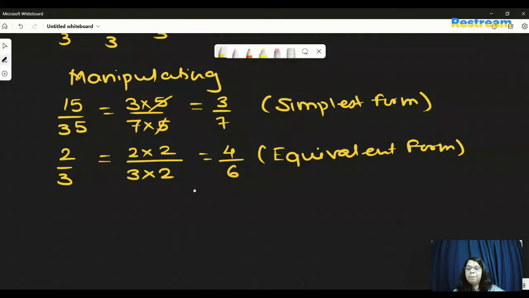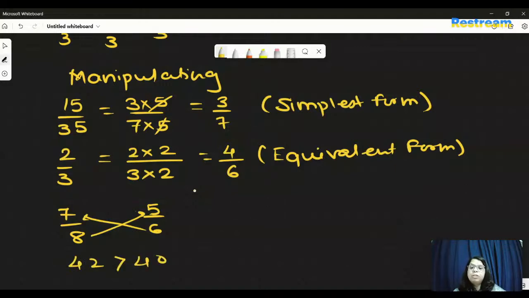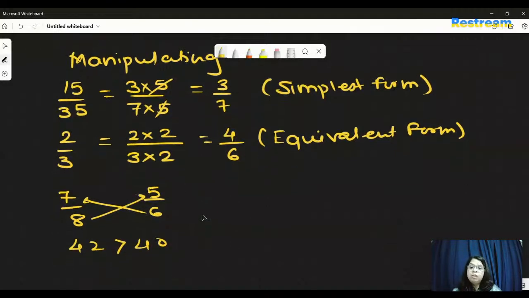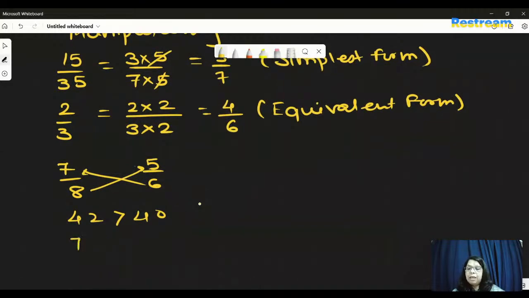Okay, next one was comparing. So let's say I have 7 by 8 and I have 5 by 6. And I don't know which one is greater. So I will multiply this here and I will multiply this here. So I have 42 and 40. So my 42 is greater than 40. So definitely my 7 by 8 is greater than my 5 by 6. So this is comparing.